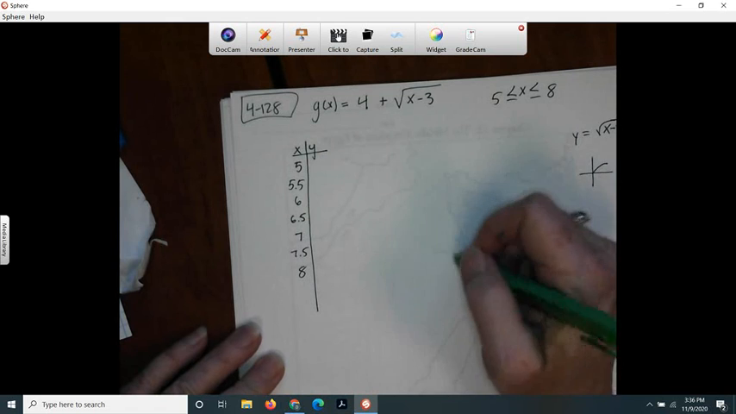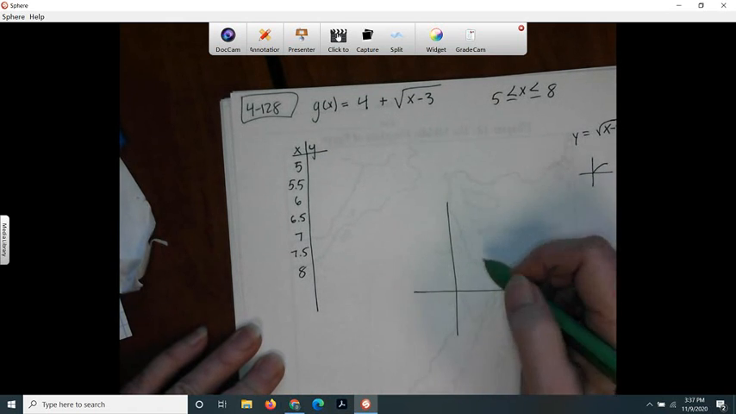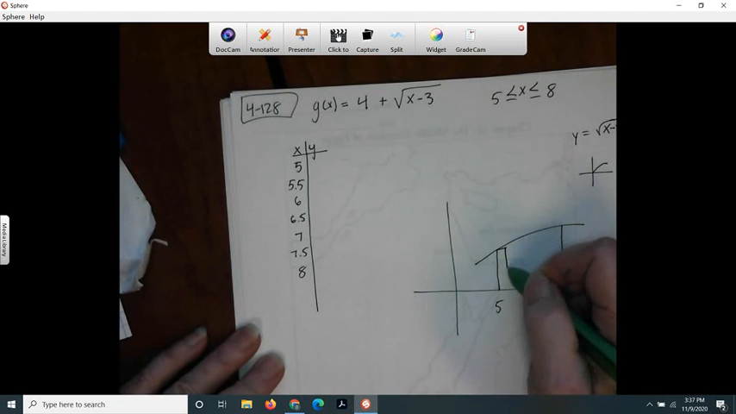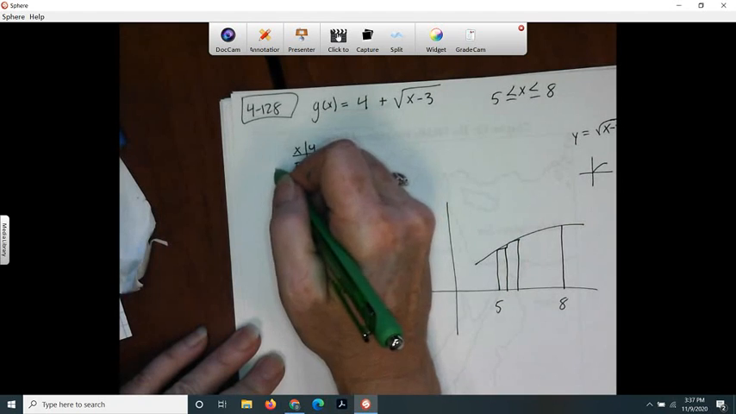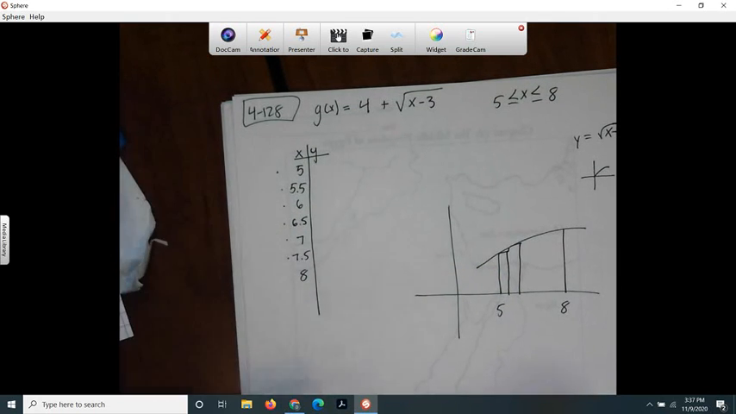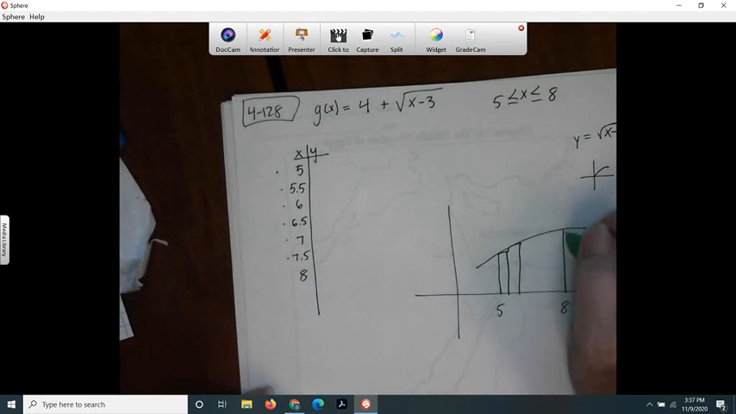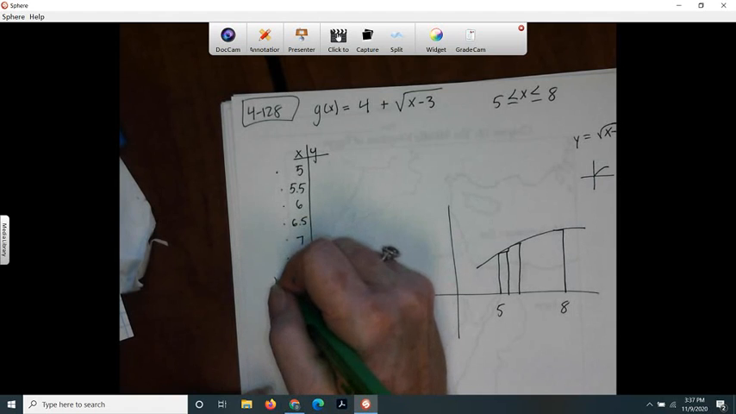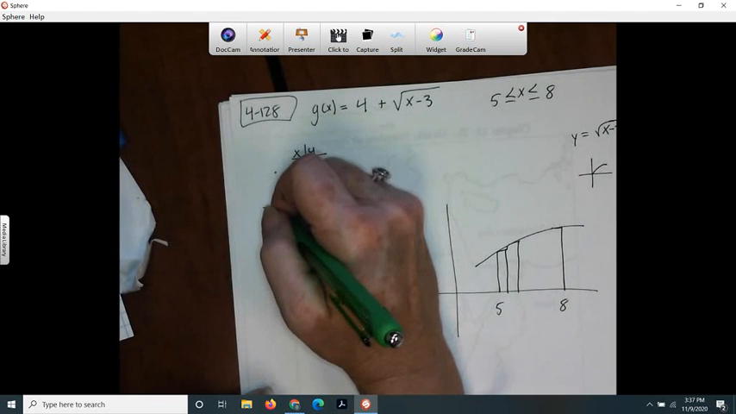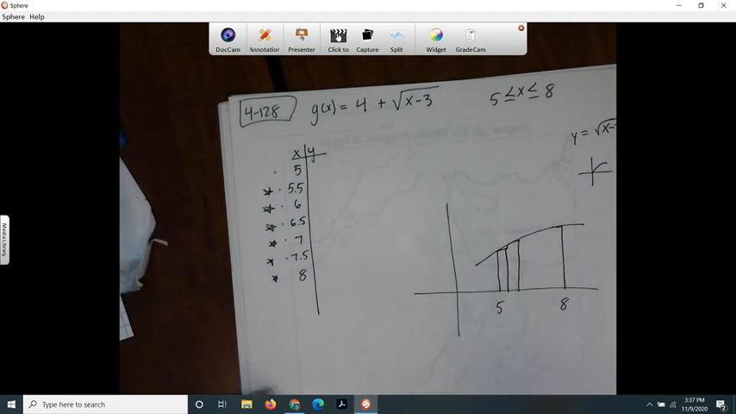This would be my left endpoint. Maybe I'll just make a rough sketch of it. This is my super rough sketch. My left endpoint rectangles are going to start at 5, so I'm going to pick these ones. These values will be for my left endpoint. And then my right endpoint rectangles are going to use the 8, so they're going to be these ones: 1, 2, 3, 4, 5, 6.